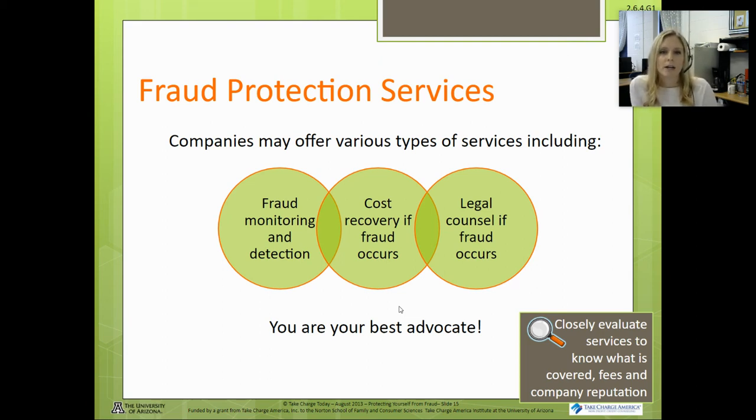They're going to monitor it and recover the cost if any fraud occurs. And if fraud occurs, they may provide legal counsel for you, so court costs. So that is great, but you are your best advocate. You're the one on your devices all the time. You're going to be the one who can check your credit card bill and your bank statement and see what's going on at any time. And obviously, you care most about it. So make sure that you are checking and being vigilant.